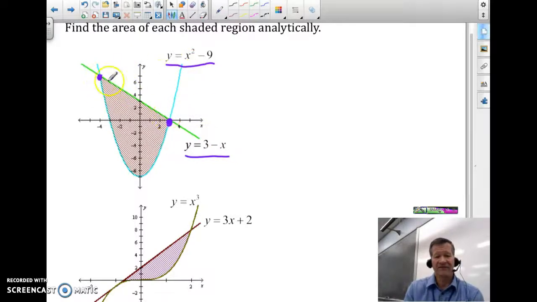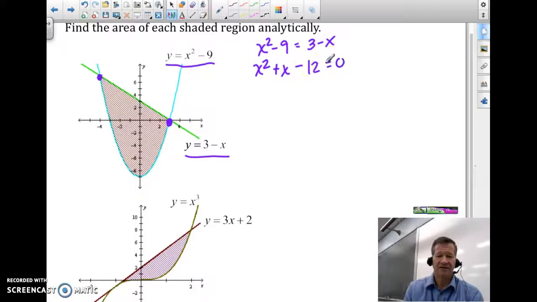If you have difficulty telling the point of intersection, we can just set these two equations equal to one another. We could say x squared minus 9, find out where that is equal to 3 minus x. Solving this equation, I could go x squared plus x, I believe that would be minus 12, if I get everything to one side. And then I can factor this as (x plus 4)(x minus 3), and I know this graph is going to intersect at the x values of negative 4 and positive 3.